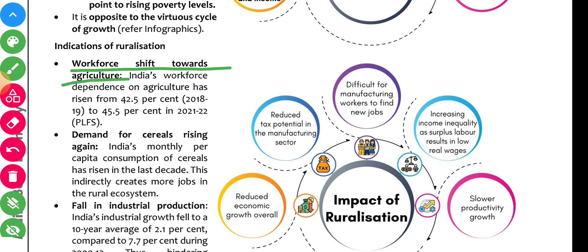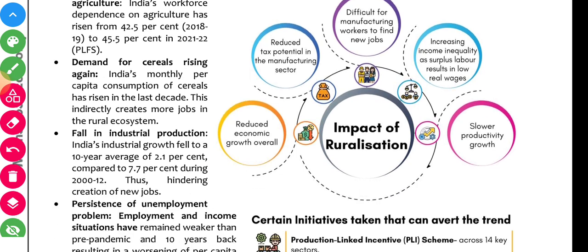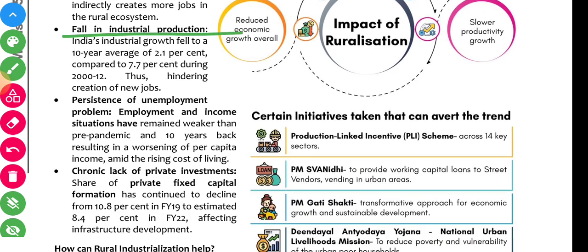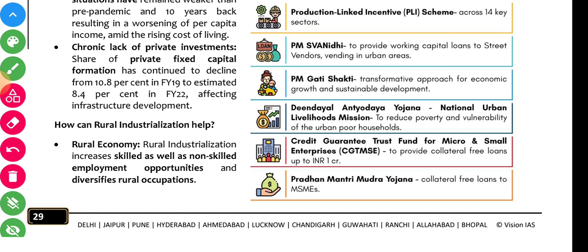Workforce shift towards agriculture, demand for cereals rising again, fall in industrial production, persistence of the unemployment problem, as employment and income situations have remained weaker than pre-pandemic and 10 years back, resulting in a worsening of per capita income. Chronic lack of private investments. Share of private fixed capital formation has continued to decline.